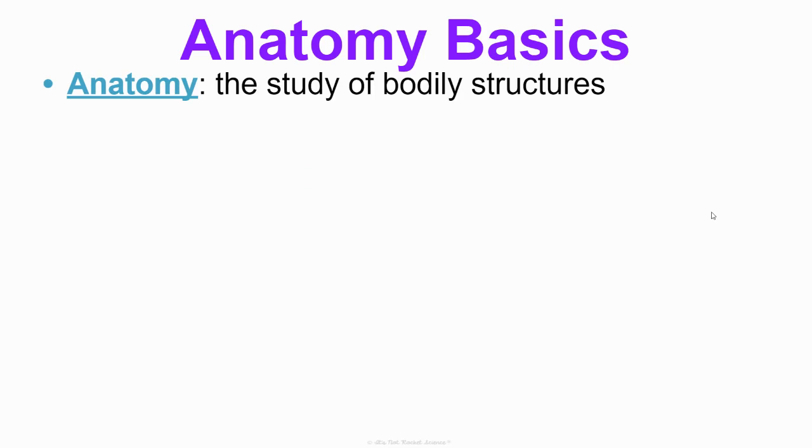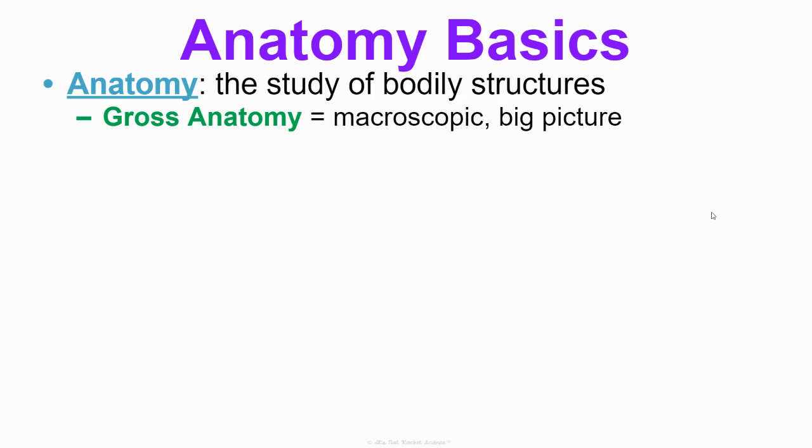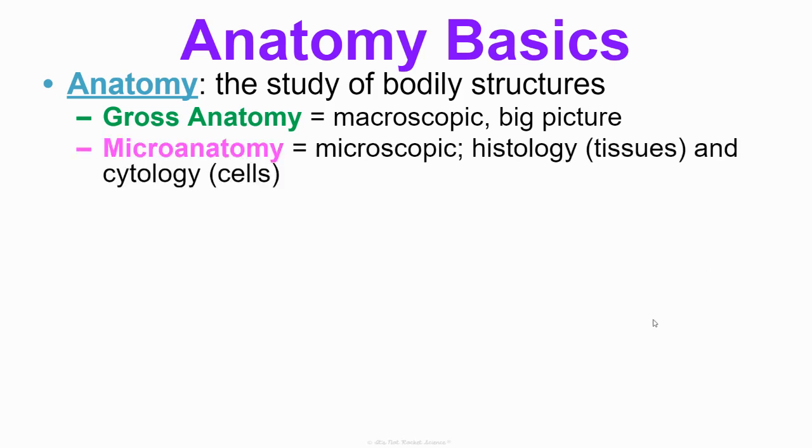Anatomy is the study of bodily structures. We can think about that in two ways. Gross anatomy is the really big stuff, so the macroscopic stuff. It's basically what you think of in your brain right now when you think of what anatomy might be. But we're also going to be taking a look at the microscopic anatomy of our body.